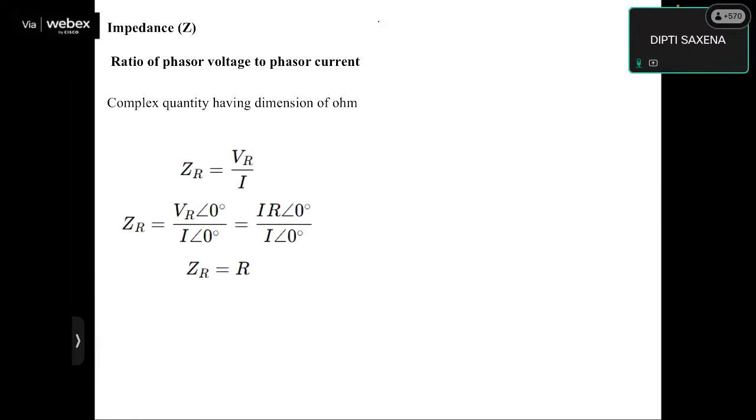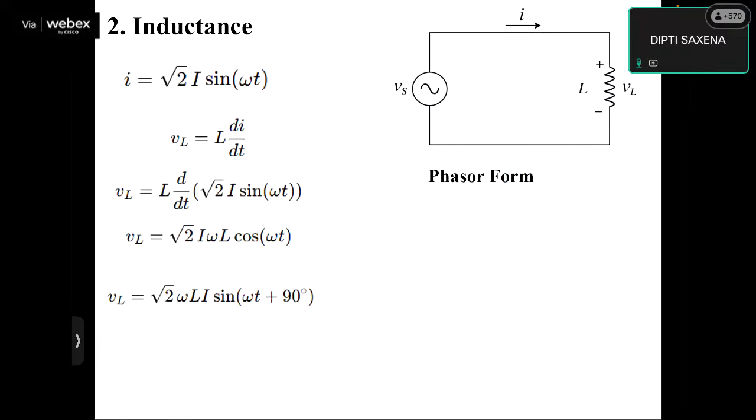Now, let us define the impedance of a purely resistive circuit. How is impedance defined? Impedance is defined as the ratio of the phasor VR and the phasor IR. As you can see, phasor VR is VR angle 0 degrees and phasor IR is IR angle 0 degrees. So the angles cancel and we get ZR equal to R. That is, the impedance of a purely resistive circuit is ZR equal to R.